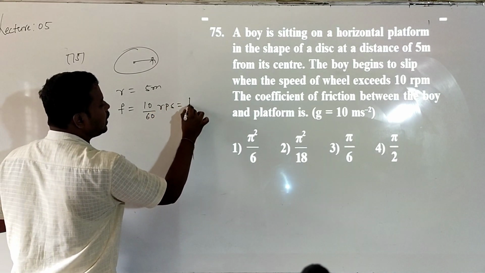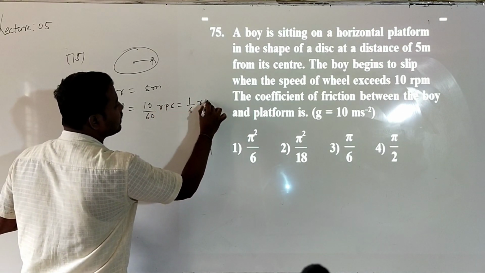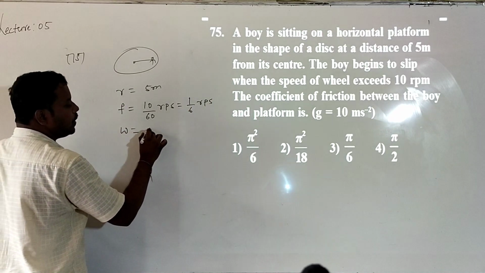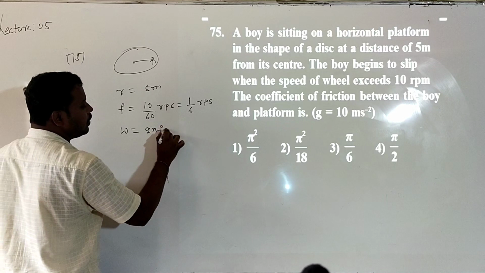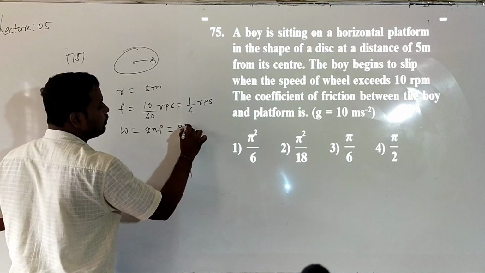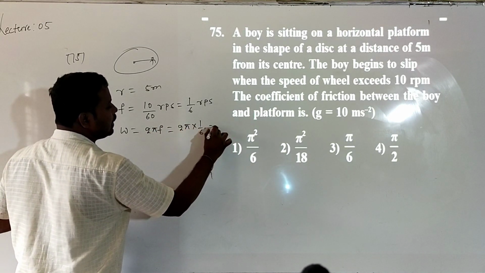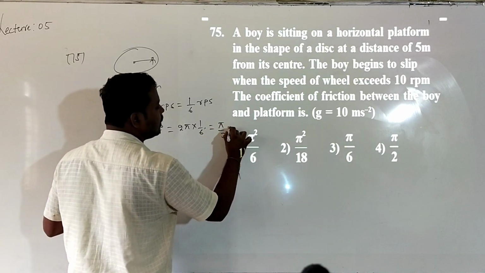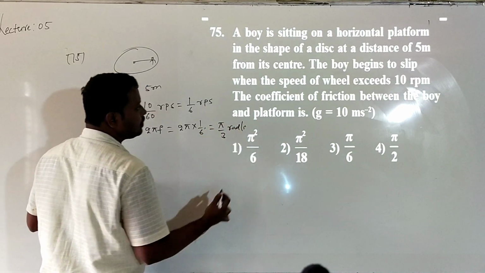What is the frequency value? 1 by 6 rps. When I know the frequency value, can I calculate omega? Omega is equal to 2 pi f. When I multiply 2 pi into 1 by 6, the answer is pi by 3 units, radian per second.